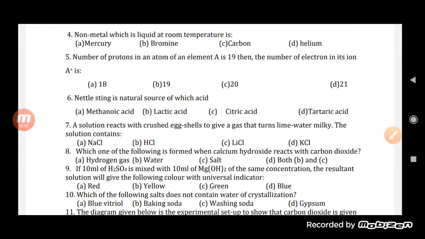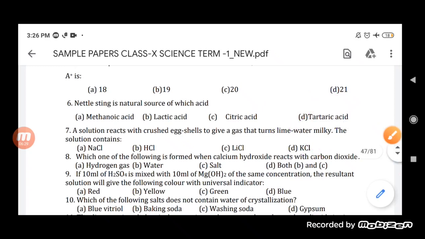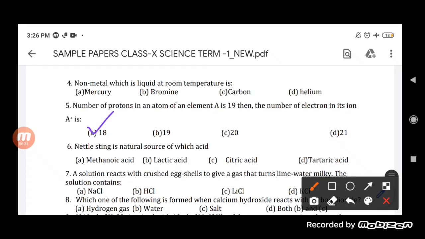The number of protons in an atom of an element A is 19. Then what is the number of electrons in its ion A positive? The number of protons is 19, and it becomes A positive. You know that a positive charge comes only when it loses an electron. So when it loses an electron, the number of electrons becomes 18. So the number of electrons present in it will be 18.